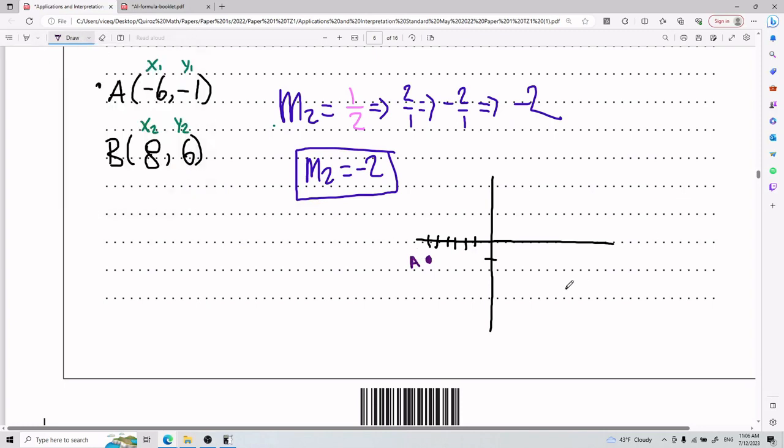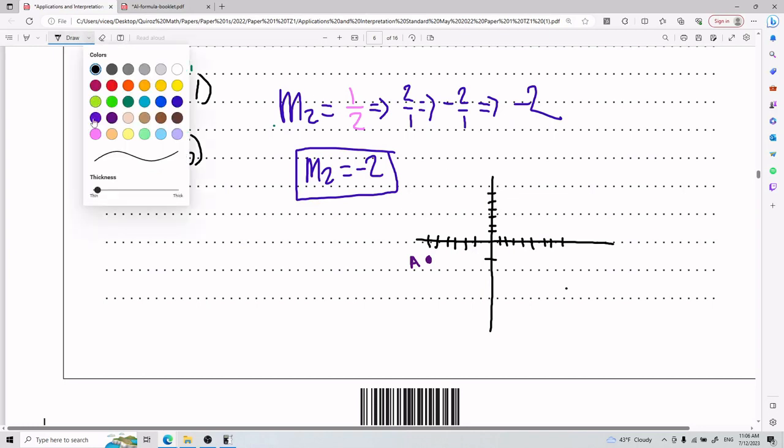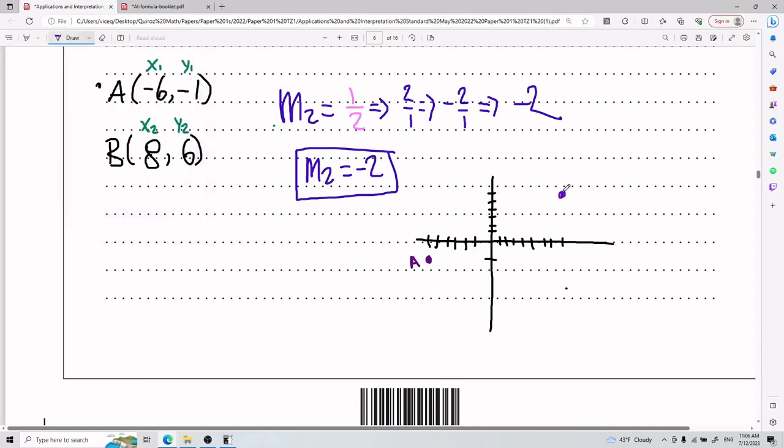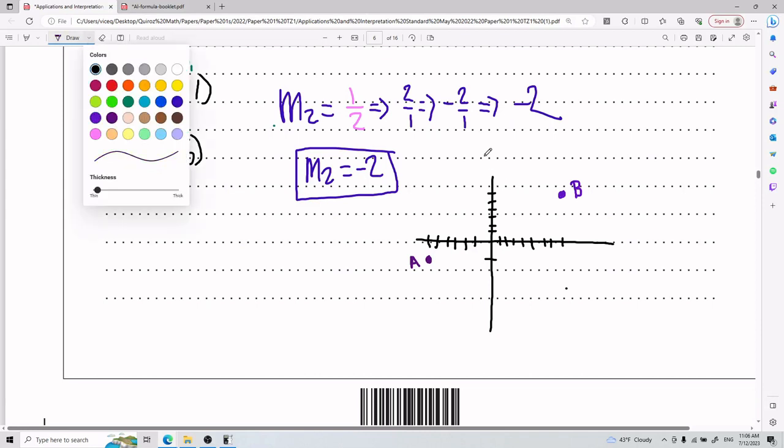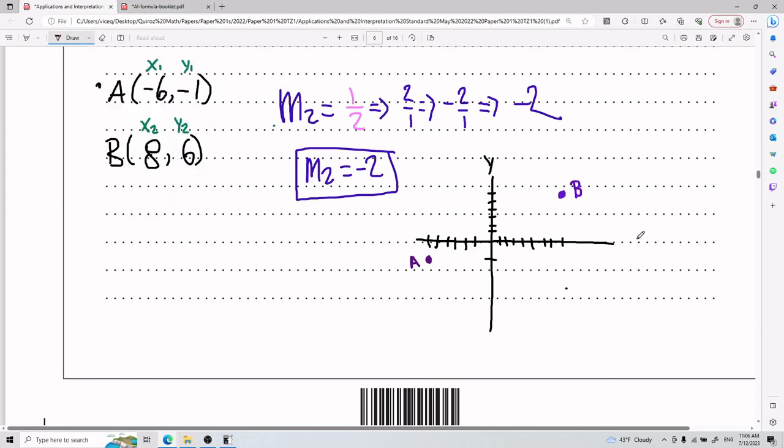On another side, I have point B, which is at 8, 6. It's going to be around here. Point B. I know it's not drawn to scale, and I know it's not pretty, but it will make a very good illustration of my point.